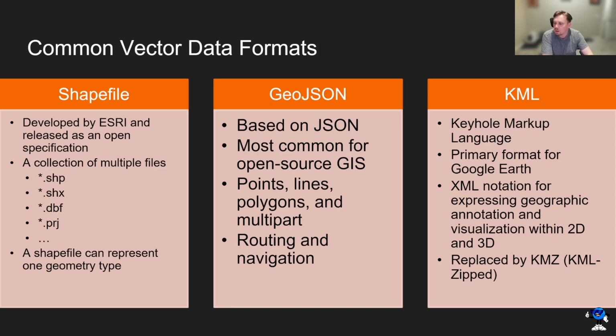And then KML, this GIS format is XML based and is primarily used for Google Earth. KML was developed by Keyhole Inc., which was later acquired by Google. KML is an XML notation for expressing geographic annotation and visualization within two-dimensional maps and three-dimensional browsers. KML has its own zipped version, KMZ, which replaced KML and now is the default Google Earth geospatial format because it is a much more compressed version.